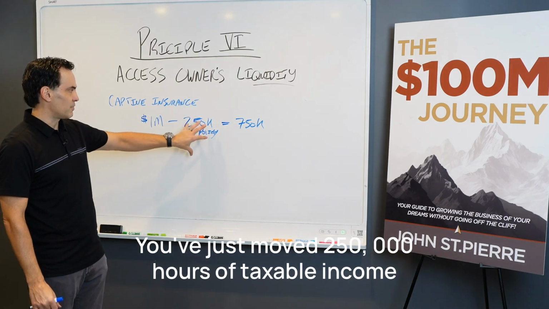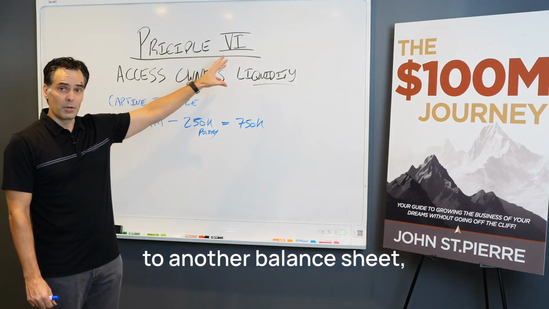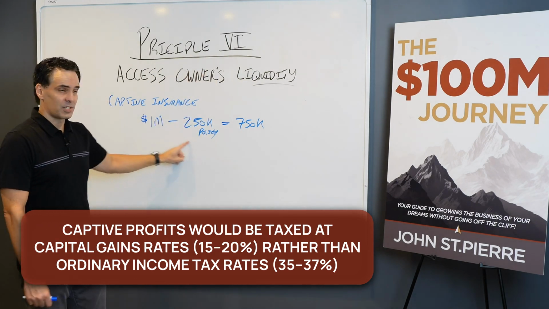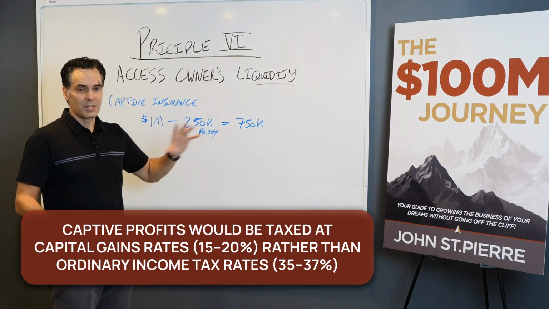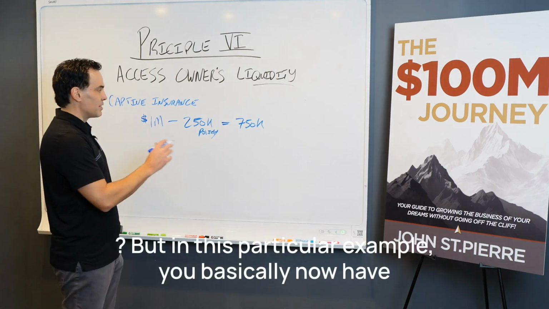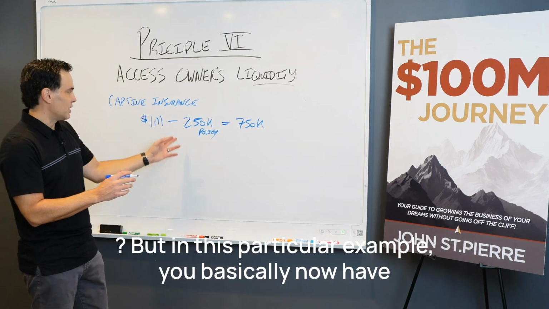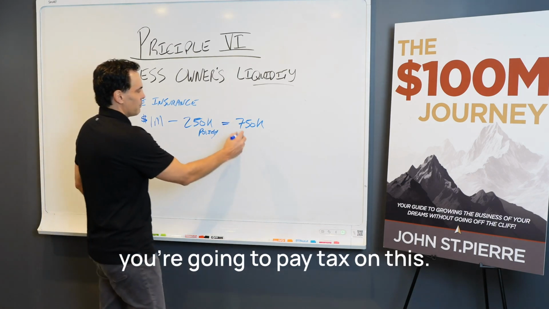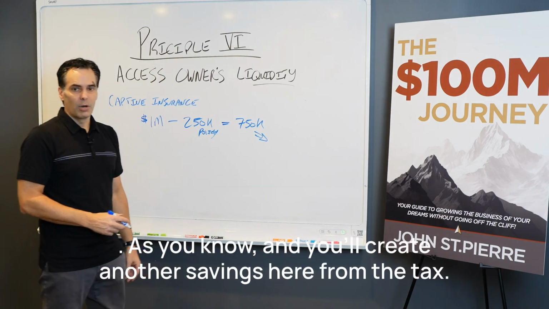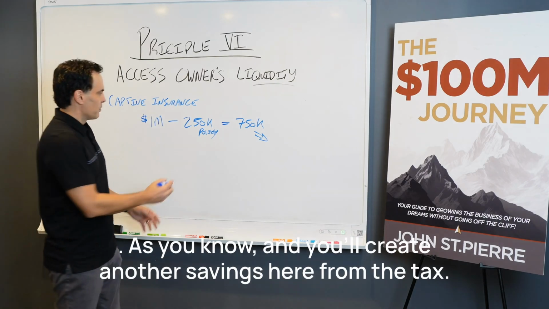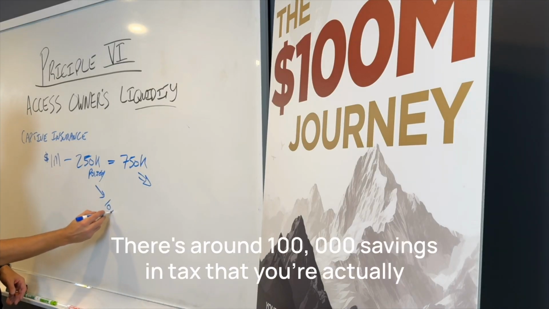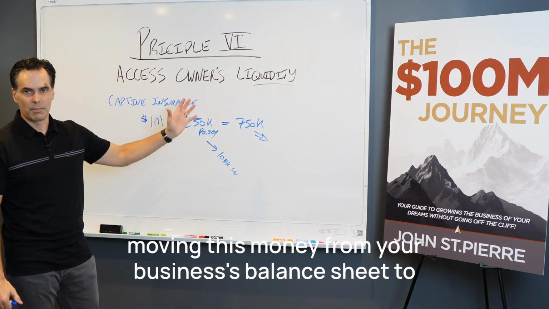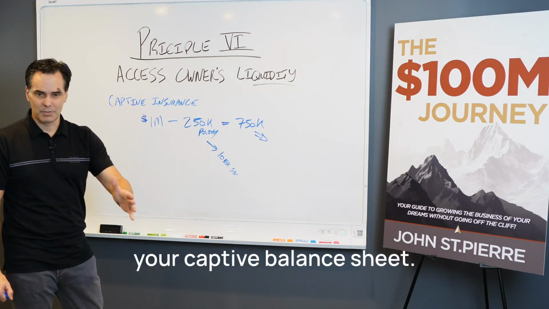You've just moved $250,000 of taxable income to another balance sheet, which will be taxed at capital gains rates versus, in this scenario, ordinary income rates. Something to talk to your accountant about. But in this particular example, you basically now have reduced your taxable liability. You'll create another savings here from the tax you're not paying, which is around $100,000 in tax savings, as you move this money from your business's balance sheet to your captive balance sheet.